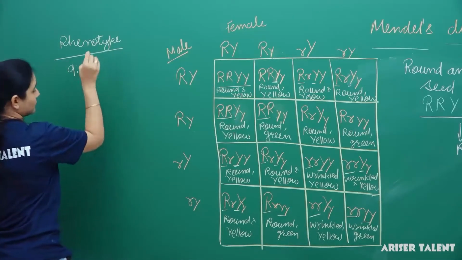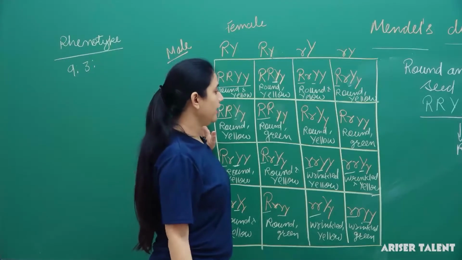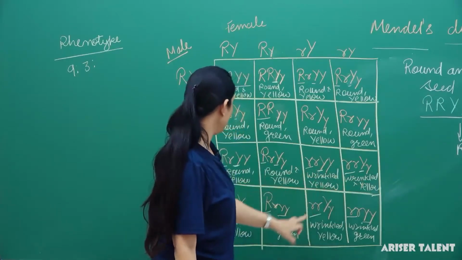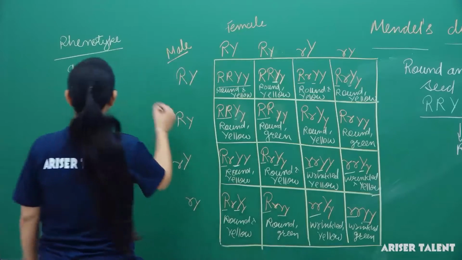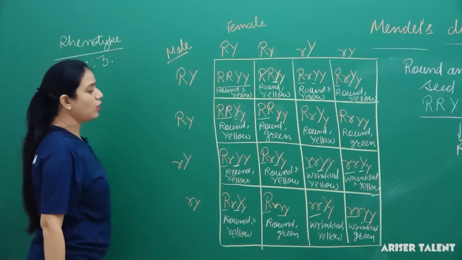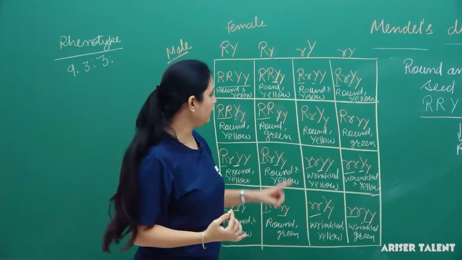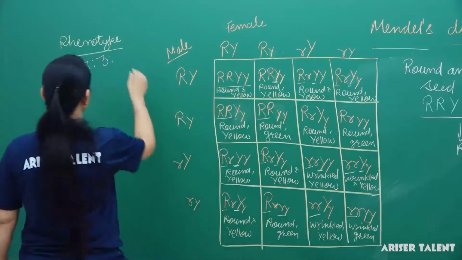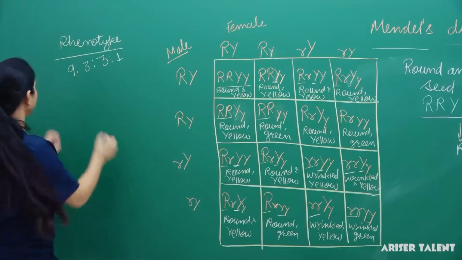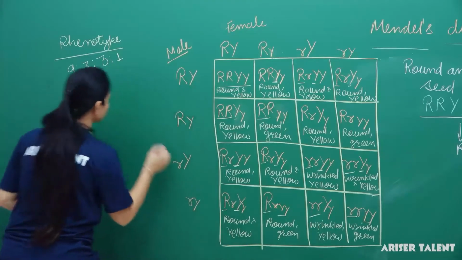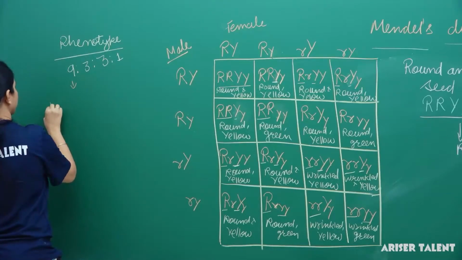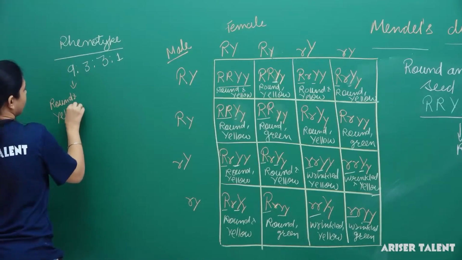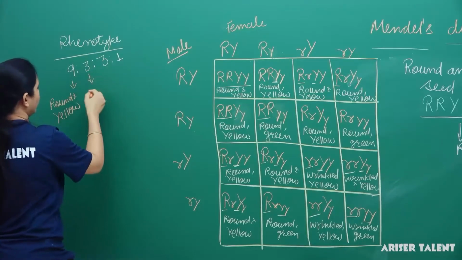Then wrinkled and yellow are 1, 2, 3. Then how many are wrinkled and green? Here we can find only one, wrinkled and green. So this is the phenotype. Here we can mention round and yellow are 9.